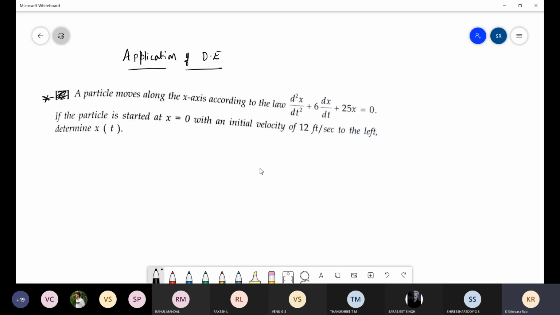If the particle is started at x equal to 0 initially, with an initial velocity of 12 feet per second to the left, determine x of t. t stands for time. To the left represents a negative sign, that is, the negative x-axis.